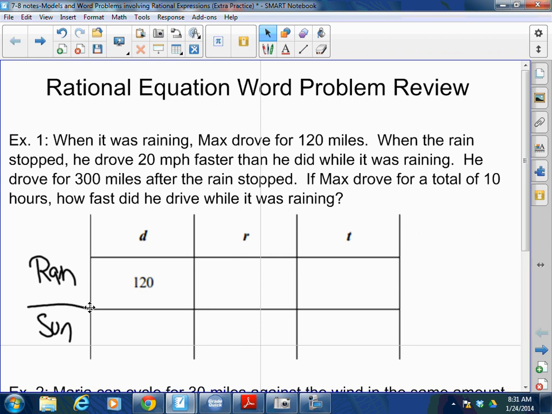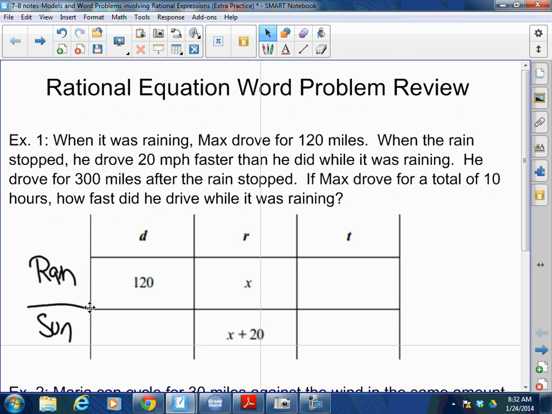When the rain stopped, he drove 20 miles per hour faster than while it was raining. So what do we know nothing about? The rate when it was raining. So we call that x. We call raining x. The sunny or non-rain is x plus 20. Everyone see that?